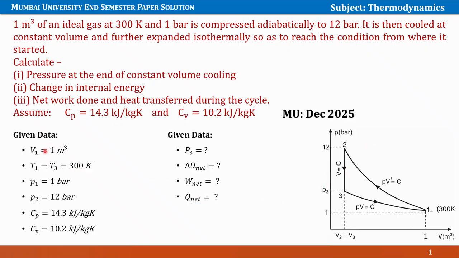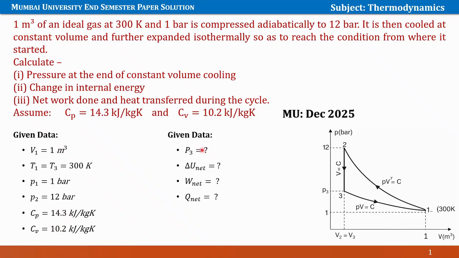So what is given in the numerical? Volume is given, 1 meter cube. The initial temperature T1 is given, 300 Kelvin. It is also equal to T3, because the 3 to 1 process is the isothermal process. That means the temperature at point 3 and the temperature at point 1 is the same. P1 is 1 bar, P2 is 12 bar, and Cp and Cv are also given. So Cp of ideal gas and Cv of ideal gas are given already. So these are the data given.